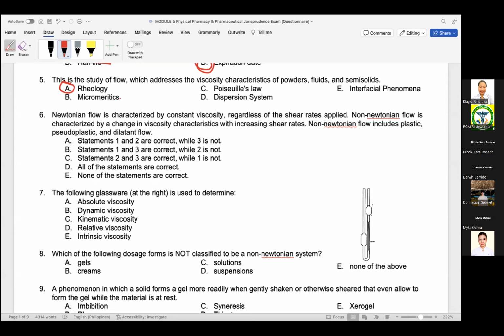Okay, when we say micromeritics, this is the study of small particles, right? Poisson law, this is a law that regulates the flow as well, no? Especially if you use a capillary system in determining the viscosity of the substance. So this is not what we are looking for, although this is related as well to the viscosity determination of substances. Dispersion system is also not the answer here, and interfacial phenomena hindi rin yan. So the correct answer is rheology.